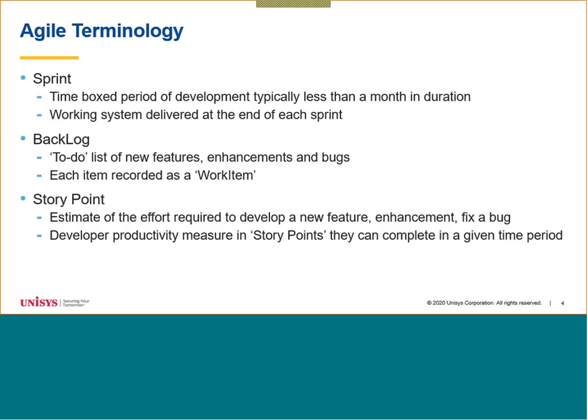The backlog is your to-do list. So any request which comes in, whether it's to develop a major new feature or fix a bug, goes into the backlog and is recorded in Azure DevOps as a work item. So any piece of work you do should be recorded in here. And the idea is that at the start of each sprint, or a few days before the start, everybody decides what items we're going to take out of the backlog and what we're going to do within the sprint.